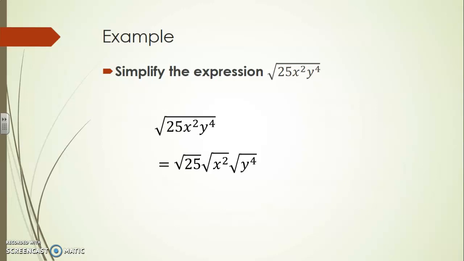The square root of 25 is 5. The square root of x squared is the absolute value of x. So here's where we have to be careful. We don't know if x represents a positive or a negative number, so we place absolute values on the x to guarantee a positive outcome. The square root of y to the power 4 is y squared. This time, no need for absolute values, because the fact that y is squared guarantees this is a positive outcome.